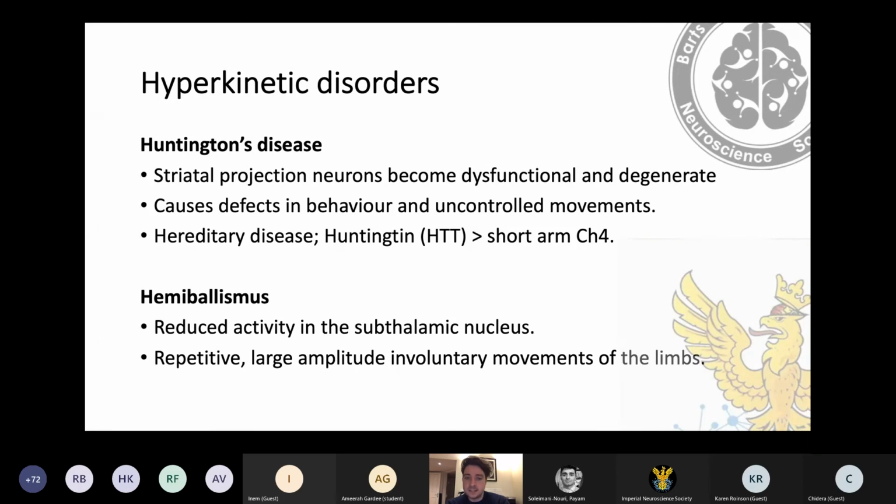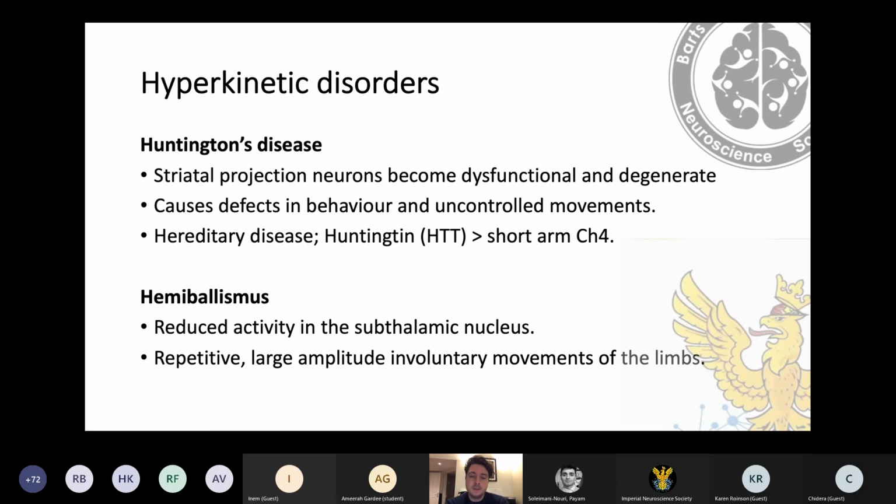Hemiballismus then is repetitive and immensely large involuntary movements of the limbs. So uncontrolled, and they are the ones that you would usually want your indirect pathway to be managing. So your indirect pathway should prevent those kinds of movements. And hemiballismus is the result of degeneration at the subthalamic nucleus, which again, we'll look at our image and explain why that's the case.